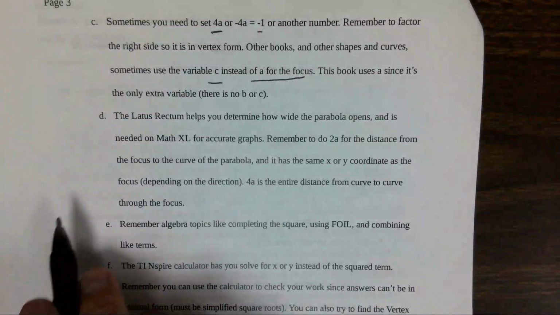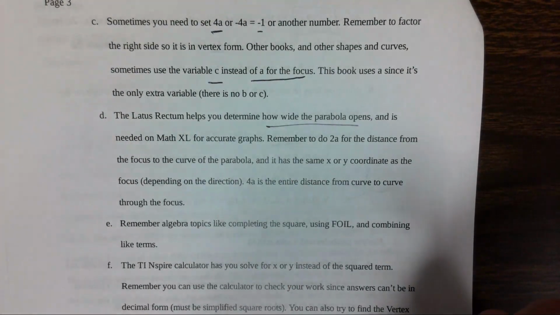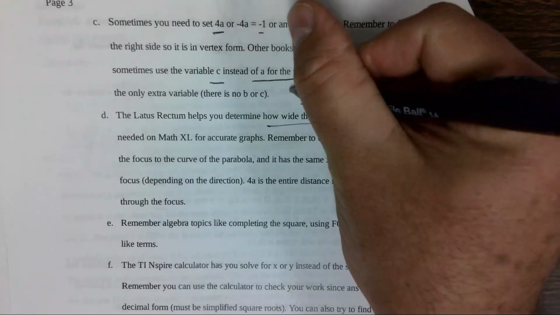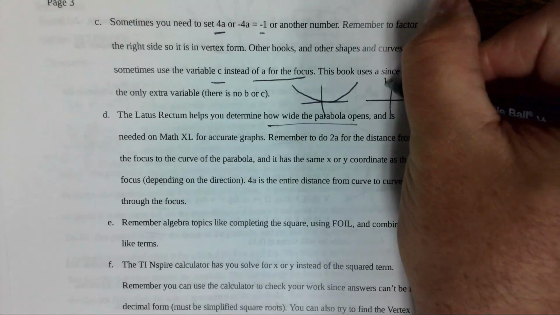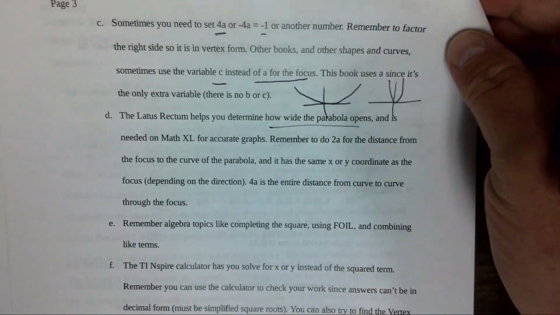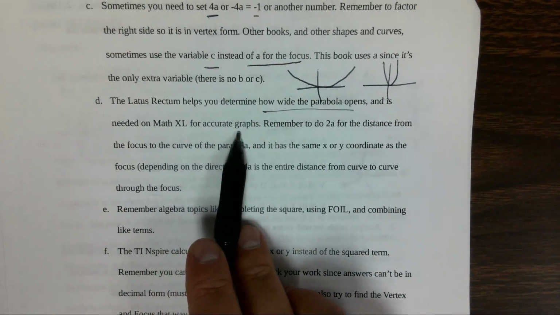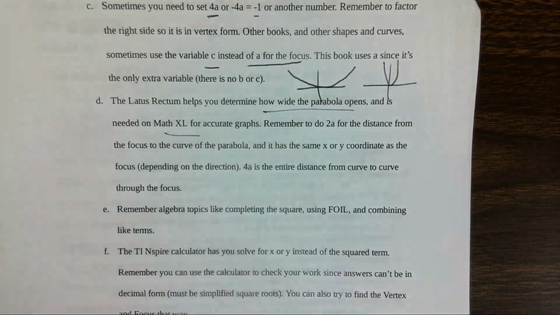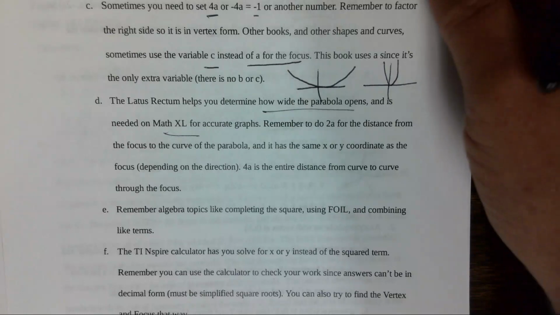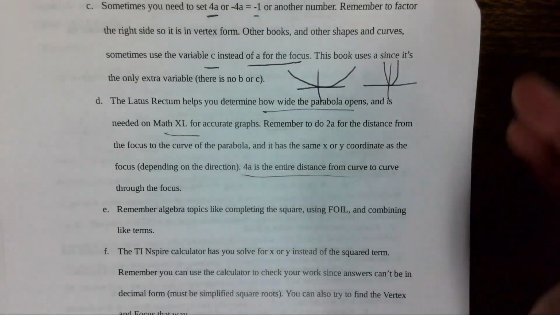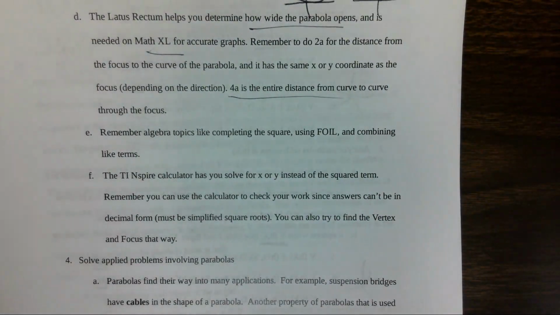The latus rectum, which you may have read about earlier, determines how wide the parabola opens. So you could have one that's very wide, or you could have one that's skinny. You have to use that for MyMathLab for accurate graphs. Remember to do 2a for the distance, and it has the same x coordinate. 4a is the entire distance. So you'll see these as we do the problems.